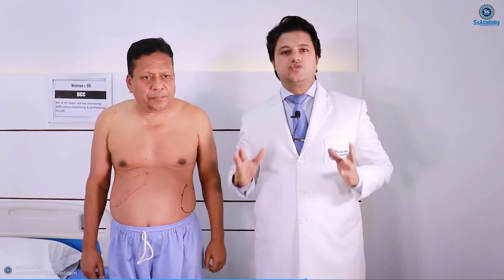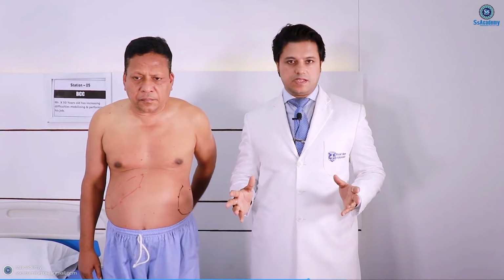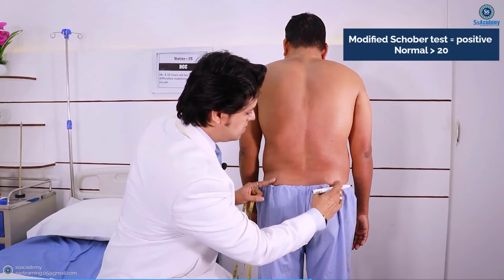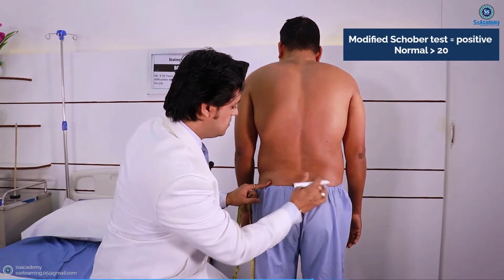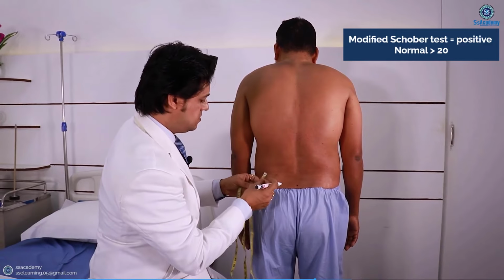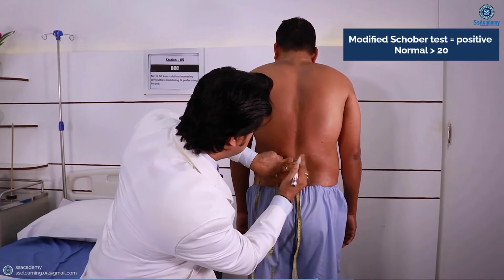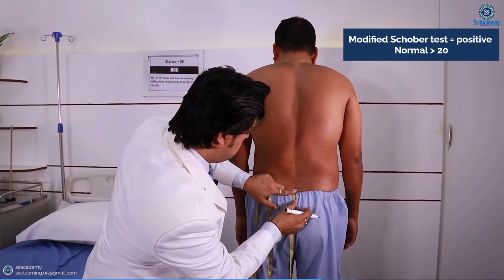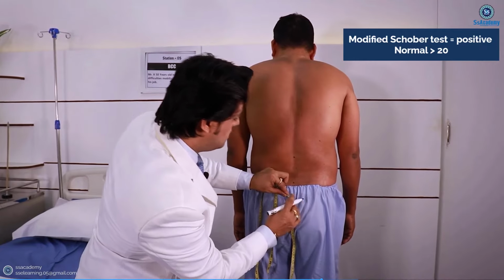Now we'll do the modified Schober's test. That's very important to see the restricted lumbar spine movement as well. I'd like to make a mark here. There's the dimple of Venus, and then you put your hands and make a good mark here. You need to mark 10 centimeters above and 5 centimeters below. I'm just putting the mark over the clothes, but you shouldn't do that.